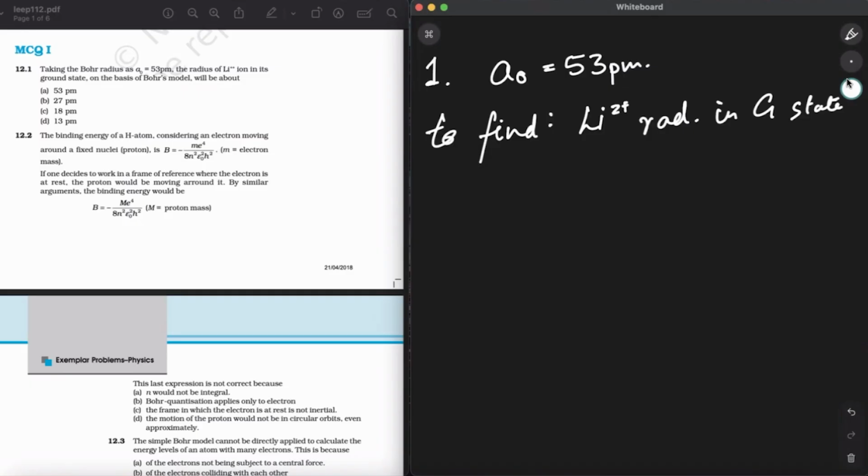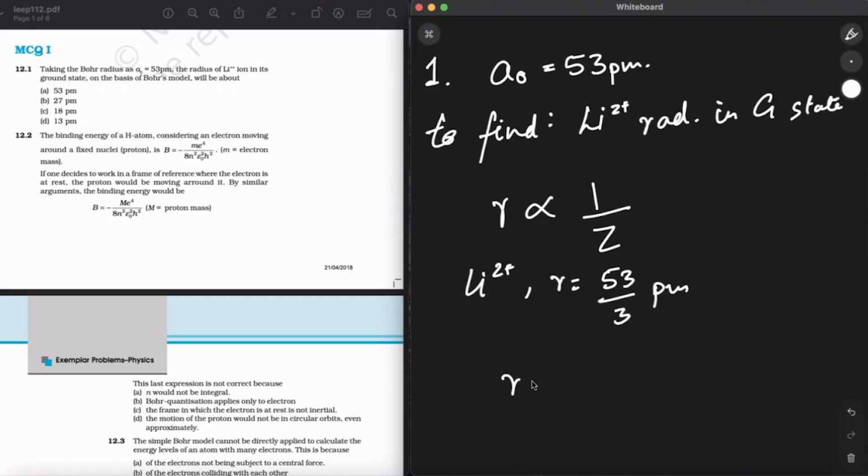Now, the radius of the atomic orbit is inversely proportional to the atomic number, which we all know already. That is, the radius is proportional to 1 upon Z. So, for Li 2+, it can be written as 53 picometers divided by 3. So, the radius will be 53 upon 3, which is 17.667 picometers. Is there any option like that? Option number C, as the radius is approximately 18 picometers. That will be my answer.